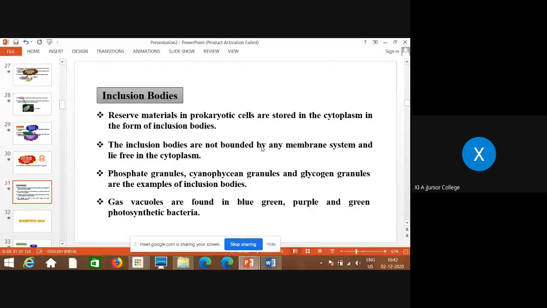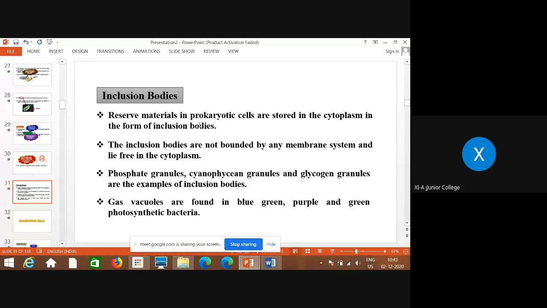70S represents Svedberg's unit, and when we discuss this again, I will show you the diagram in the case of eukaryotes. At that time, I will show you the diagram as well as its formation of smaller and larger subunits as 50 and 30, but together they are called 70S.